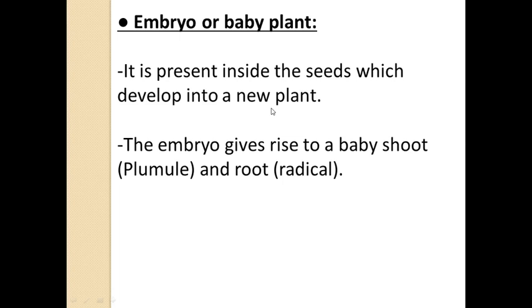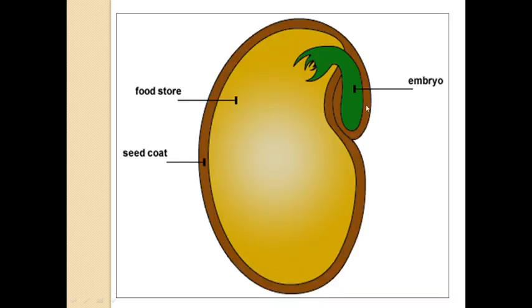From the diagram we have learned about all these three parts, where the embryo gives rise to a baby shoot, that is plumule, and the root, that is radicle. So see the structure of a seed that we have learned. Embryo is made up of two parts: here plumule and downside radicle. Then the outer part is known as seed coat and the food store means your cotyledon. Understood the structure of seed?